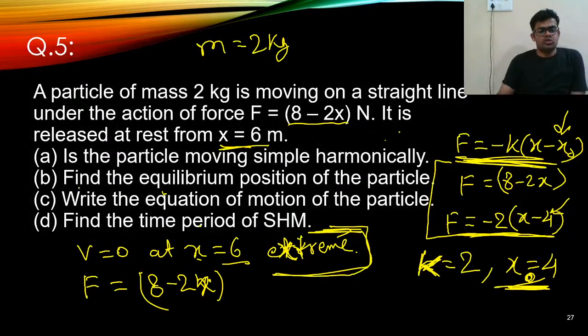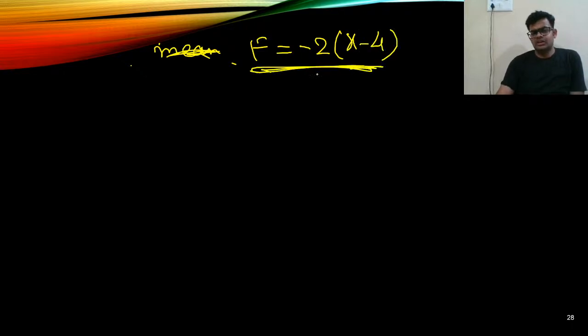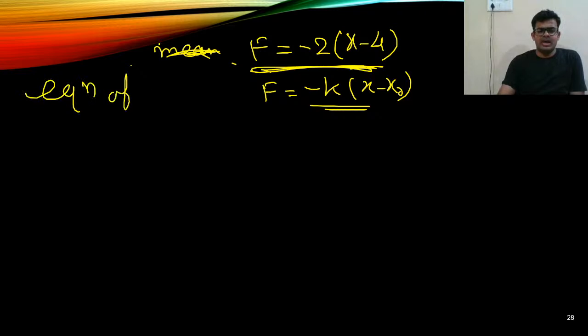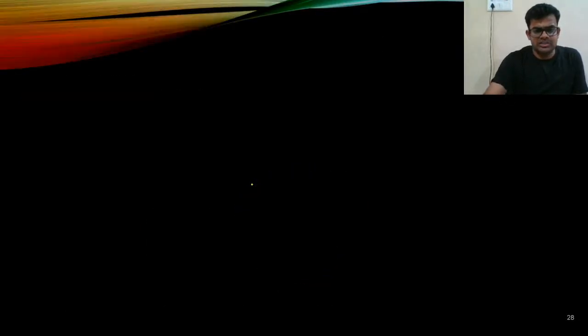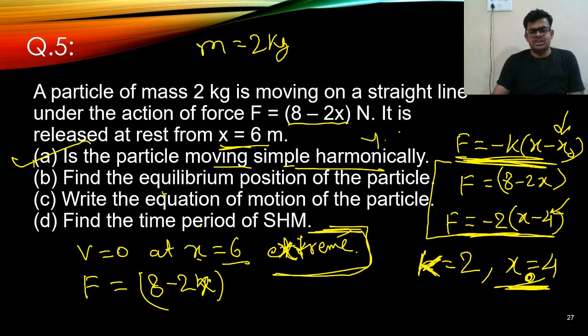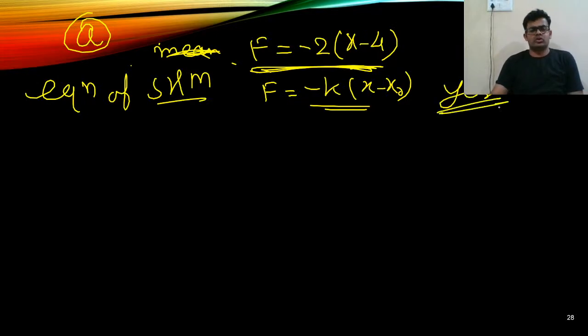What are the questions? So first question, is the particle moving in simple harmonic motion? So simply speaking, F is equal to minus 2 into x minus 4. This equation we are getting, right? So this is similar to F is equal to minus k into x minus x naught, and this is the equation of SHM. So simply speaking, the answer for the first question is yes. The particle is executing SHM. The answer for A is yes.